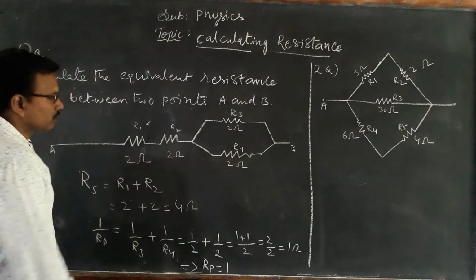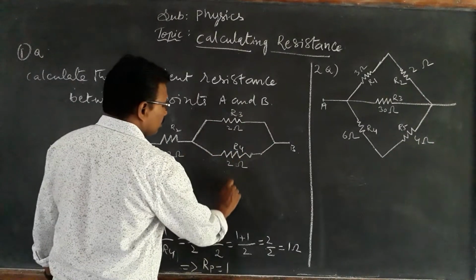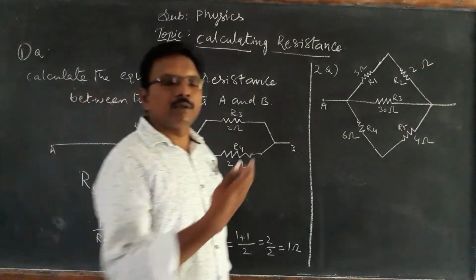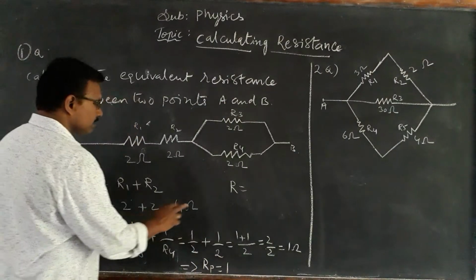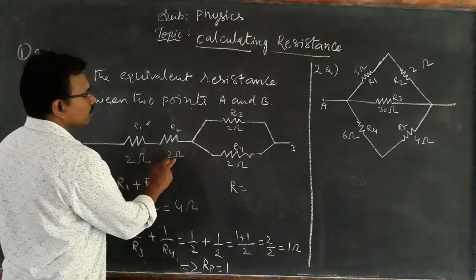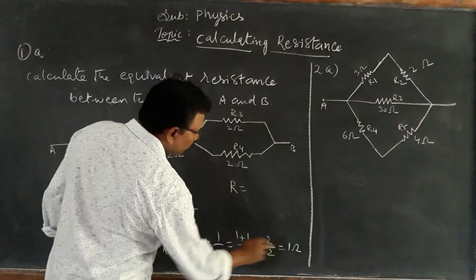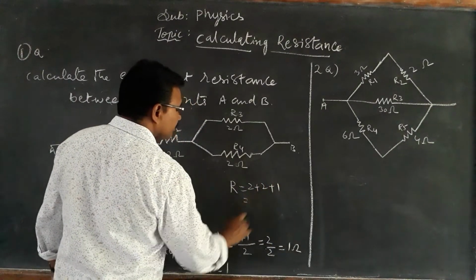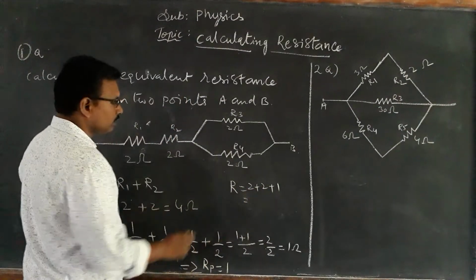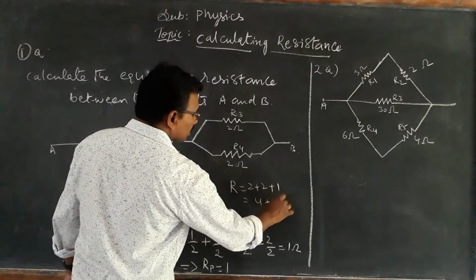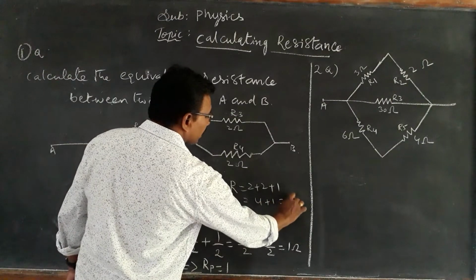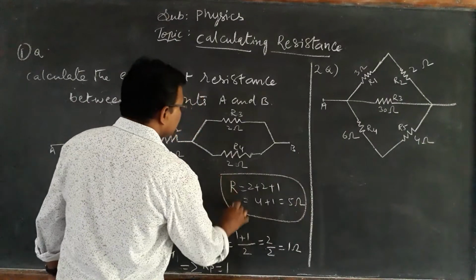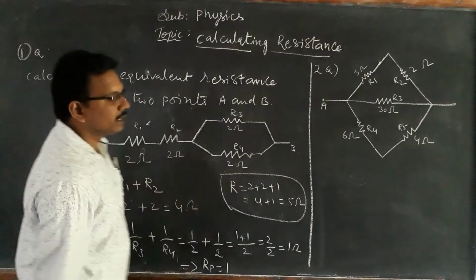So what is the final formula? Total resistance is equal to adding all. In case of series, simply add. So total resistance is equal to these two plus this total, how much you got? 1. So 2 plus 2 is 4, plus 1, that is equal to 5 ohms. This is the total resistance of this circuit between points A and B.